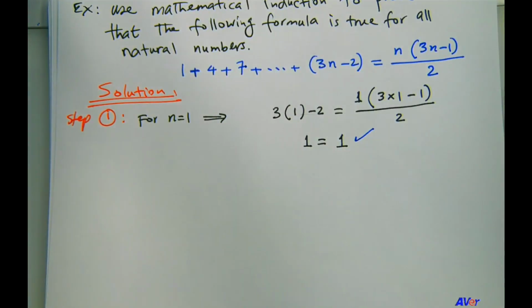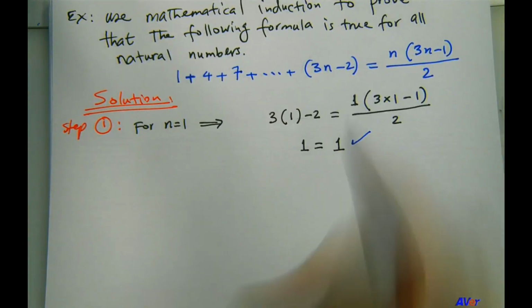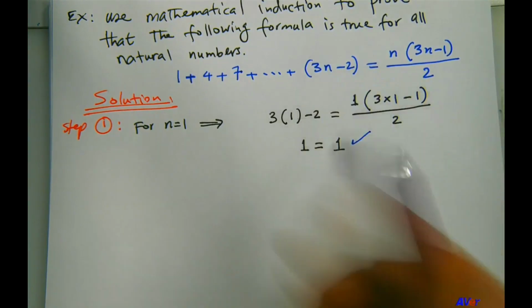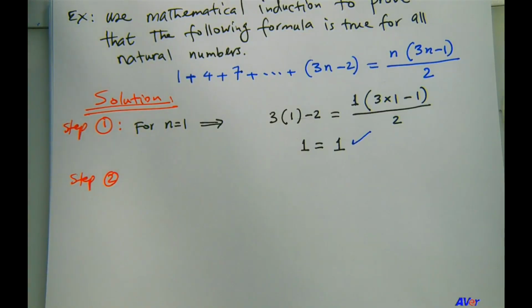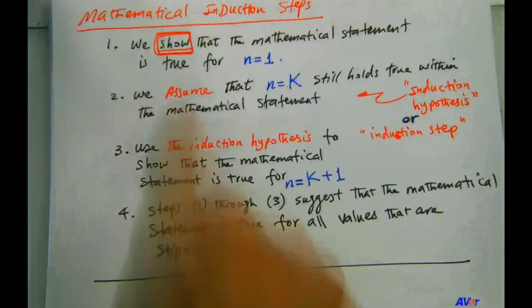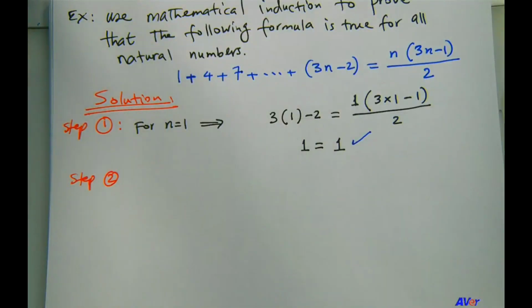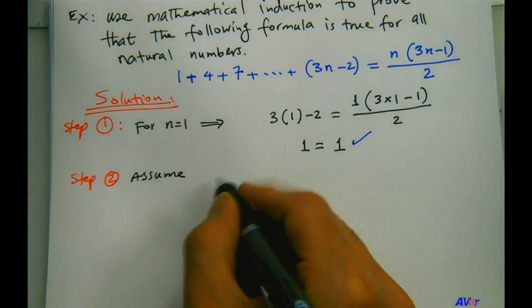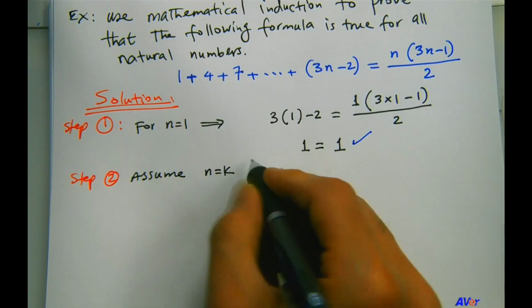Okay. If this doesn't work, then we can say that this equation is not true, but it's working. So step 2 is, remember what that was? It was, we're going to assume, not show, we assume that n equals k still holds true. Okay, so step 2, assume that n equals k is true.